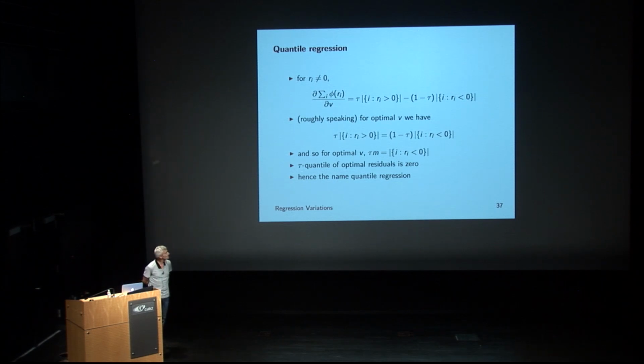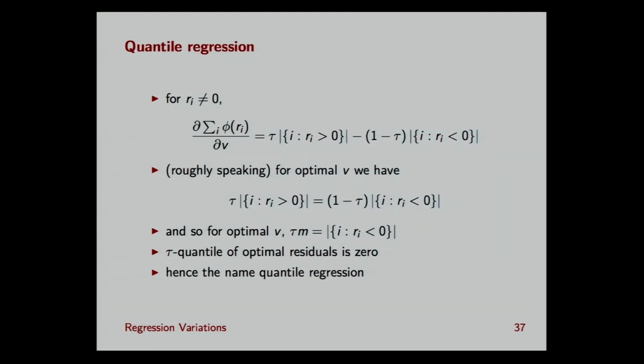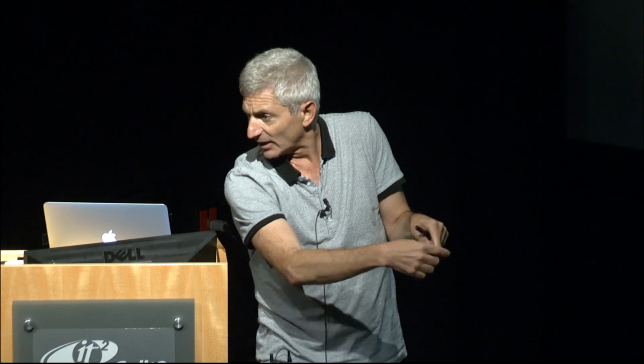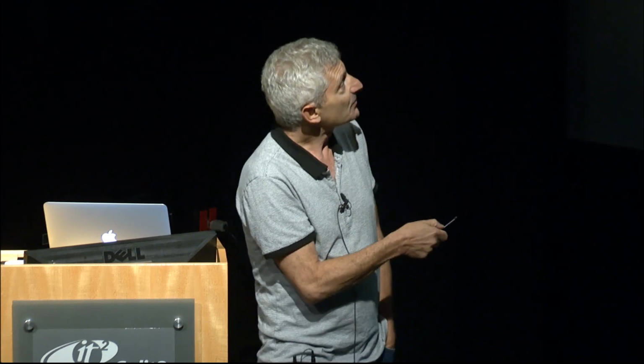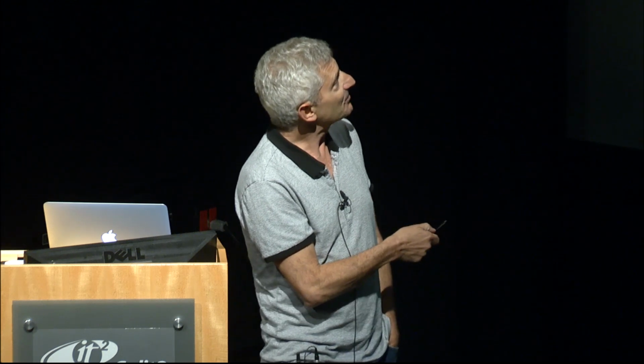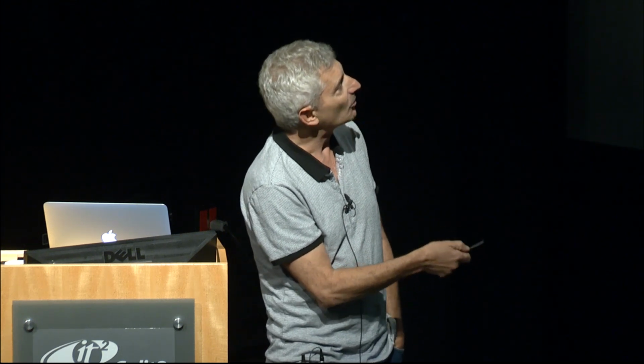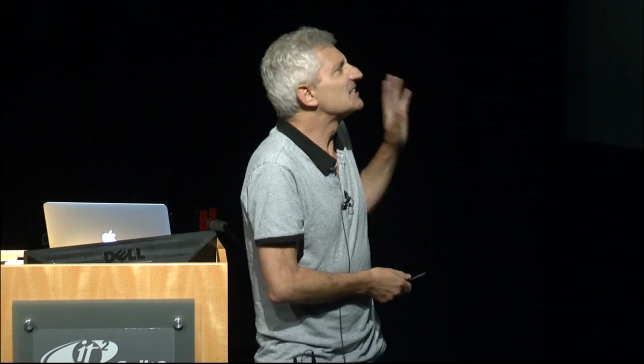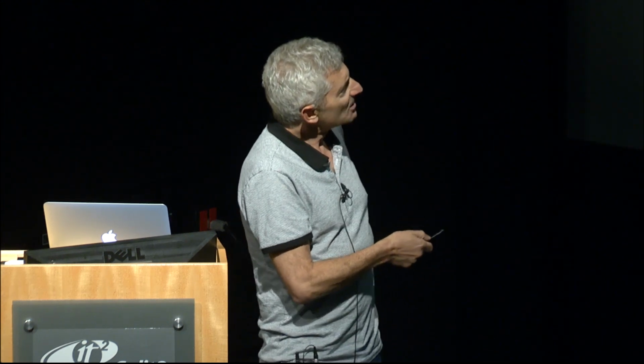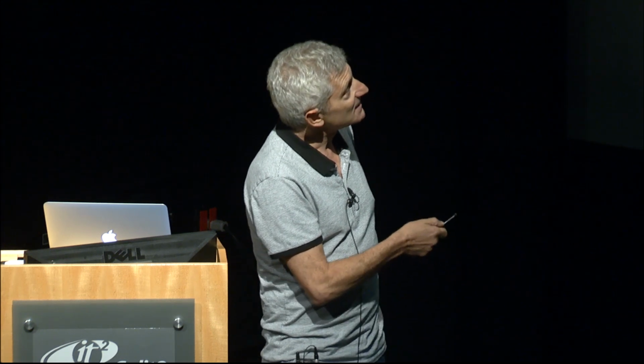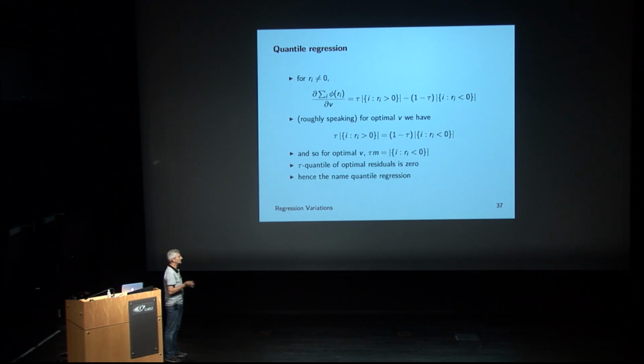So quantile regression says minimize this function of the residuals. Now, if you work out what this thing is, it's simple. If none of the residuals is zero, then these piecewise linear functions have a very simple derivative. If you're positive, it's plus tau, and if you're negative, it's minus tau. And so the derivative is this. Now, roughly speaking, for the optimal v, this has to be 0. It won't be exactly 0, but if there's an odd number, it will be exactly 0. That's assuming none of the residuals are 0, but okay.